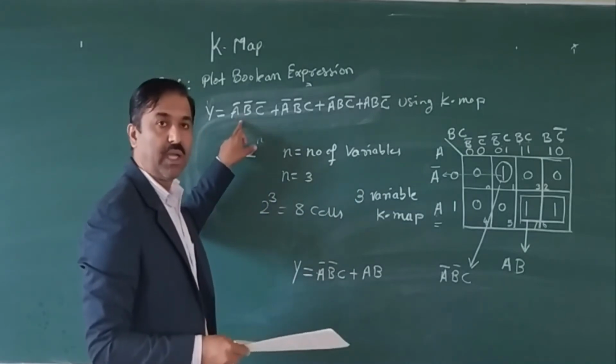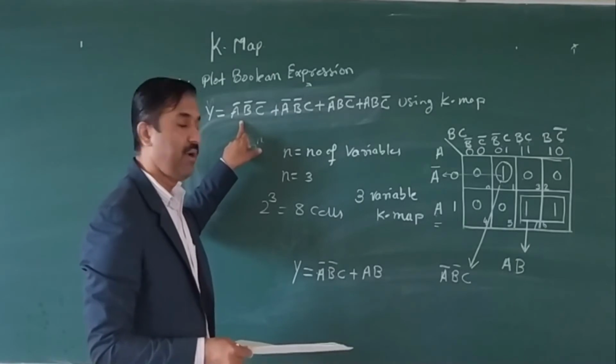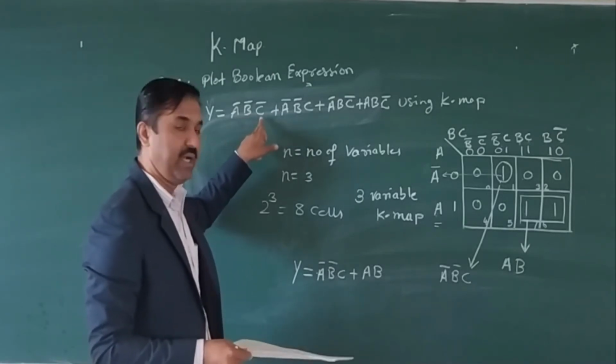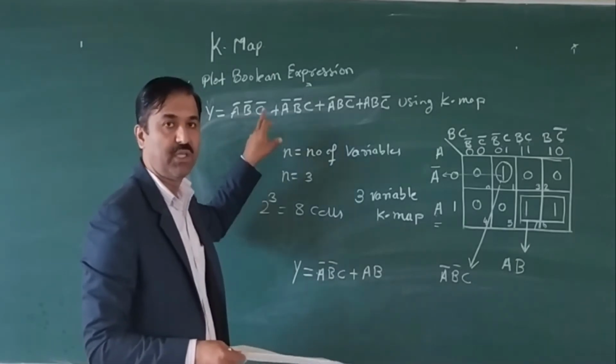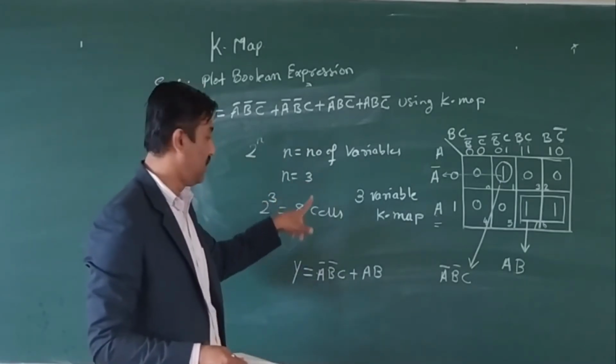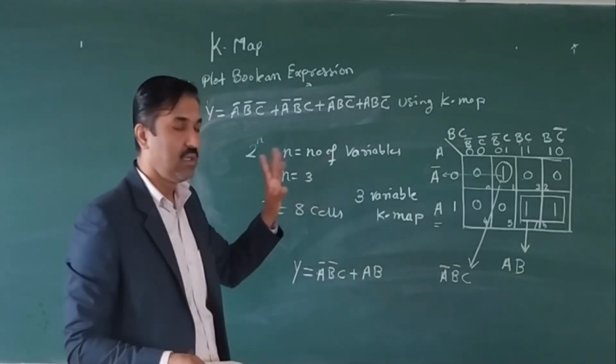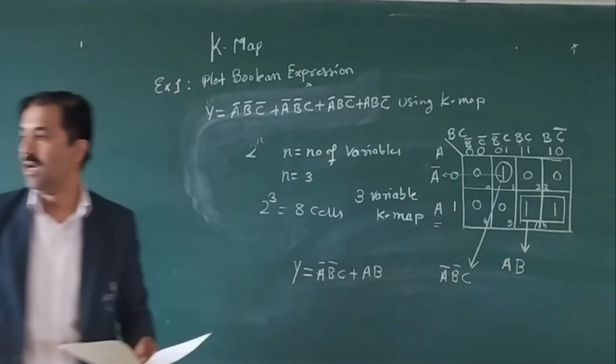Again, in this expression, how many variables are there? We have 3 variables, A, B and C. So the value of n is going to be 3. So totally how many cells are going to be there? 8 cells. So once again, it is a 3 variable K-map.